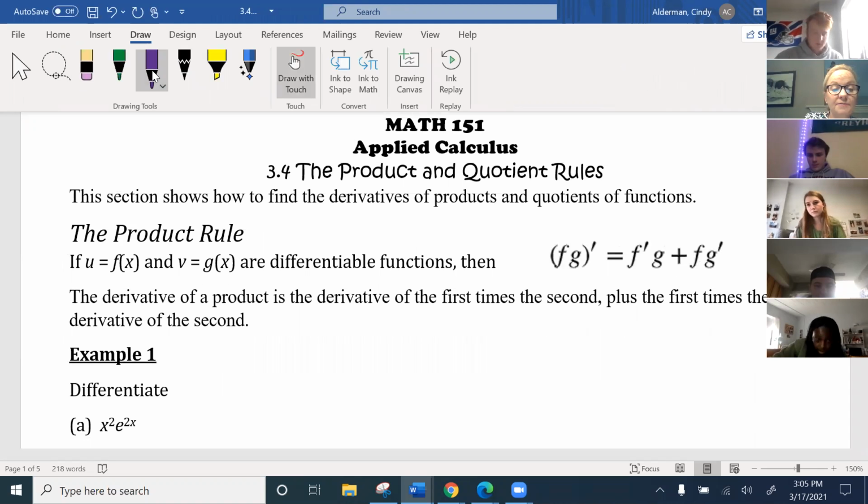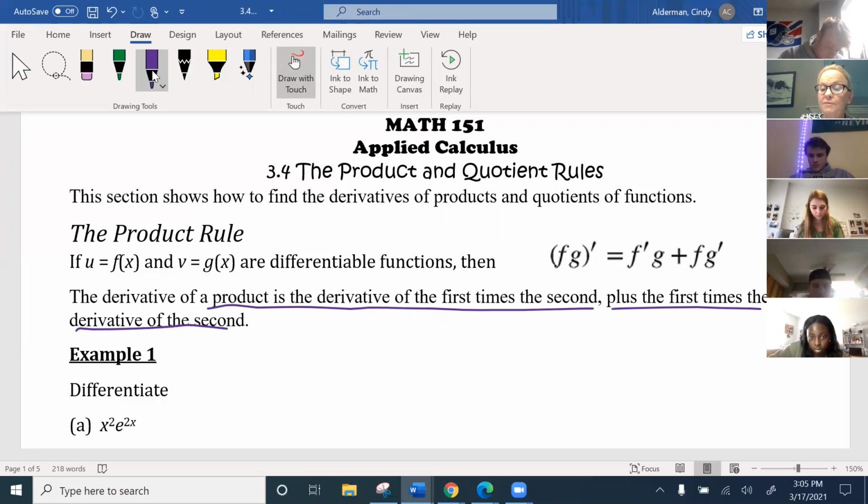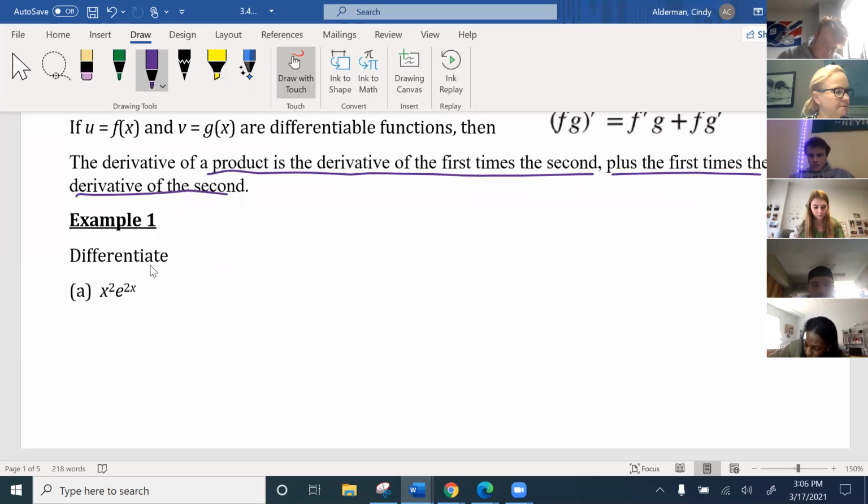So in words, the derivative of a product is the derivative of the first times the second plus the first times the derivative of the second. So derivative of the first times the second plus the first times the derivative of the second. This is one of the easier rules to do, because all you're doing is just following a formula.